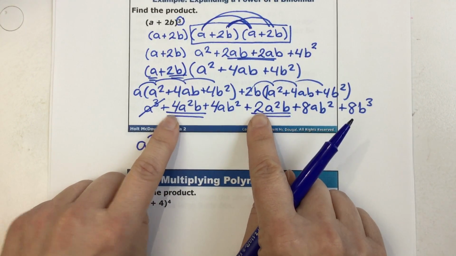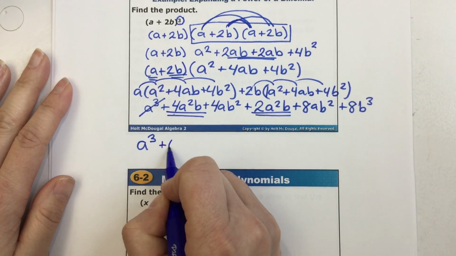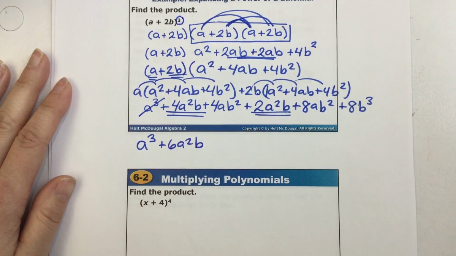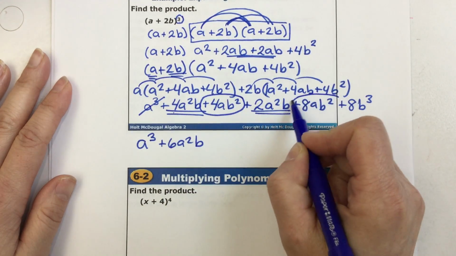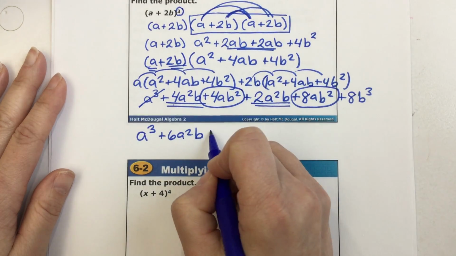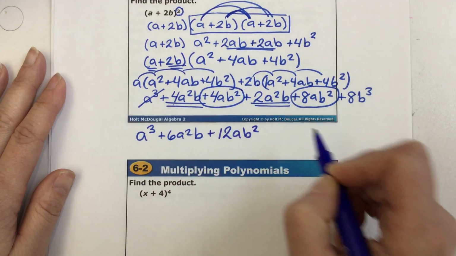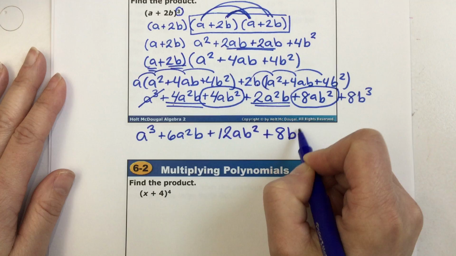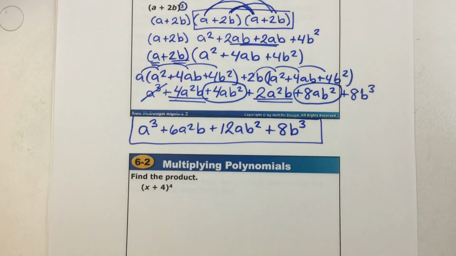These are like terms, I can add them together. 4a squared b plus 2a squared b, that's 6a squared b. This term has 1a and 2 b's. This term has 1a and 2 b's, so I can combine them. 4 plus 8 is 12ab squared. And last but not least, I do have one term that has b cubed. That would be my final answer.